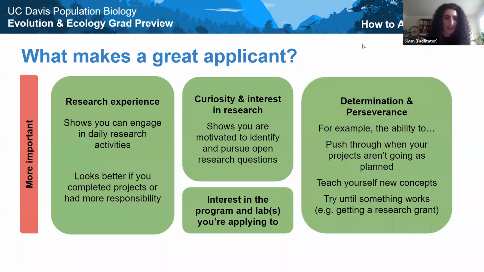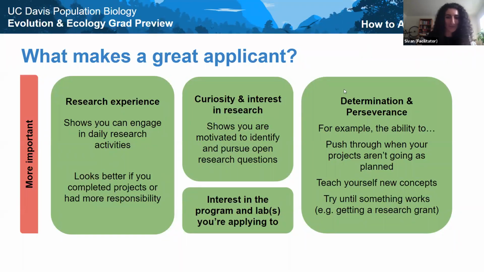Okay. And people will also look for signs of determination and perseverance. For a PhD, that means pushing through when your projects aren't going as planned, teaching yourself new concepts, or trying at something again and again until it works. For example, applying for a research grant multiple times until you finally get awarded some money. And I just said for a PhD, but that also means this for a master's too.